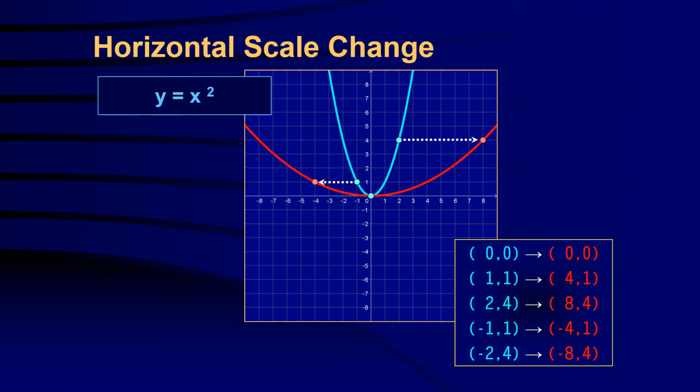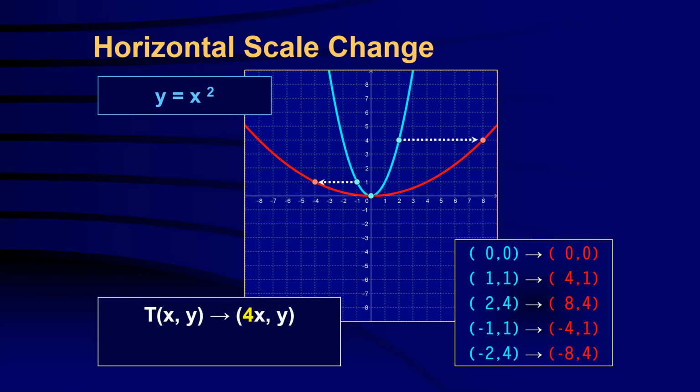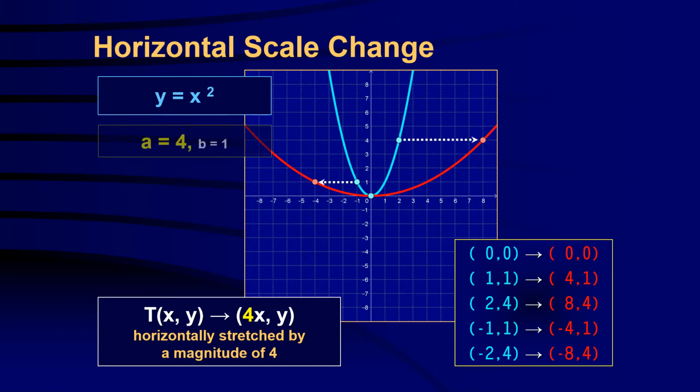In fact, in this case, our x-coordinates are multiplied by 4. We would then say that this graph has been horizontally stretched by a magnitude of 4. Another way of saying that is that it was horizontally stretched by a factor of 4. Now that we have our scale change mapping, we can say the value of a is equal to 4, and b will equal 1 because y's were not being affected.